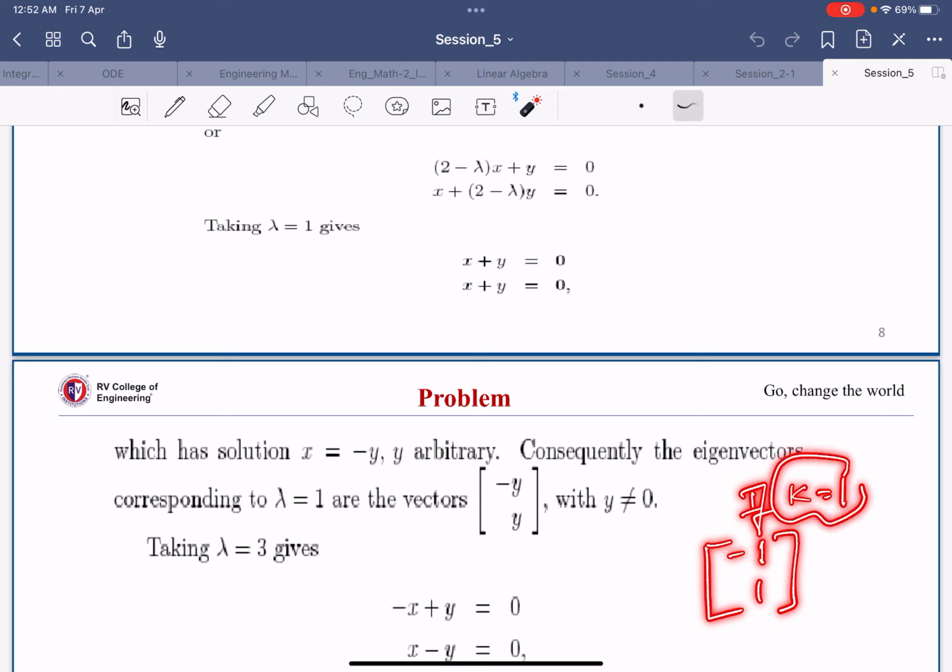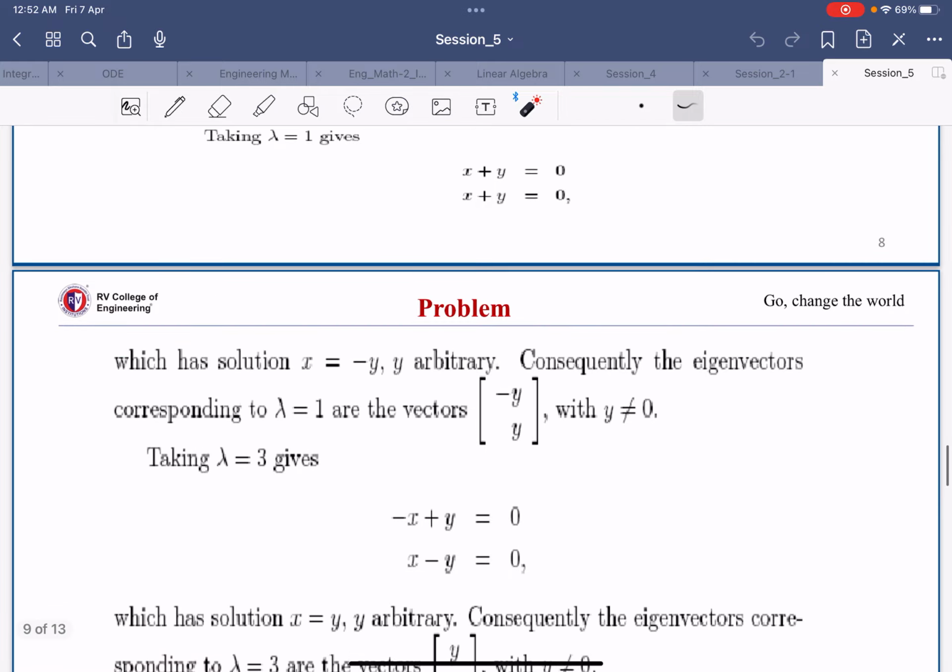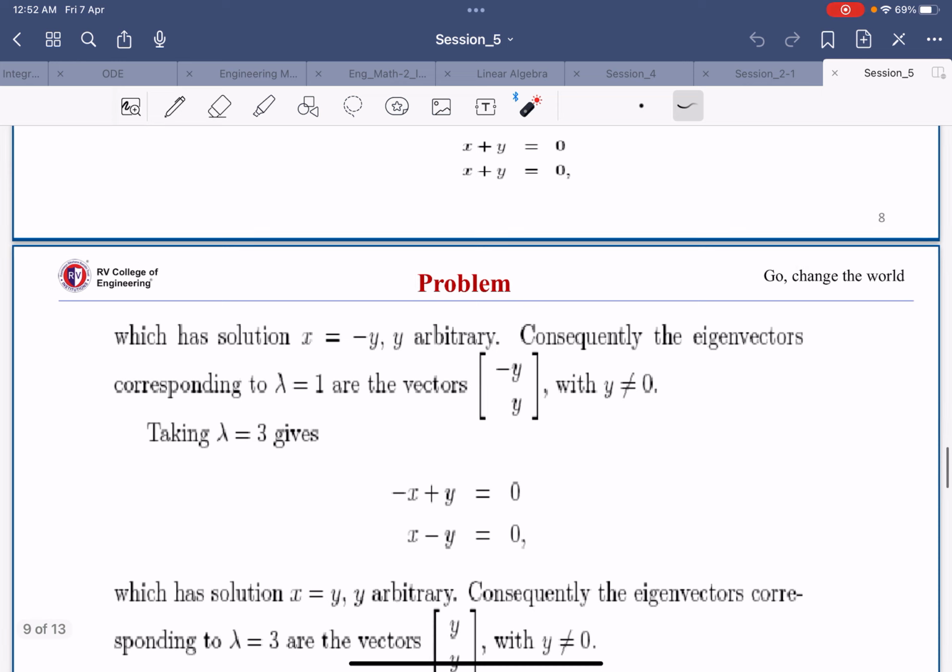K can accept any arbitrary value. So you can take any value, 1, minus 1, 20, anything. So minus 1 and 1 is the eigenvector corresponding to lambda is equal to 1.